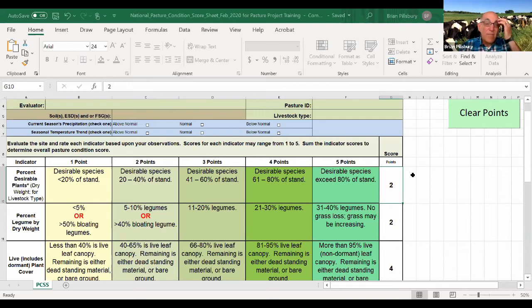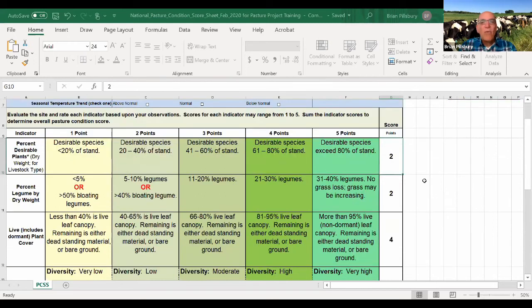So the next thing we're looking at is percent legumes by dry weight, and in any pasture, as we talked about a couple of weeks ago, we need to have at least 30% legumes for it to be sustainable. And that's going to be sustainable for providing nitrogen, providing quality nutrition for the livestock, a good protein source, and to keep the grasses growing well.